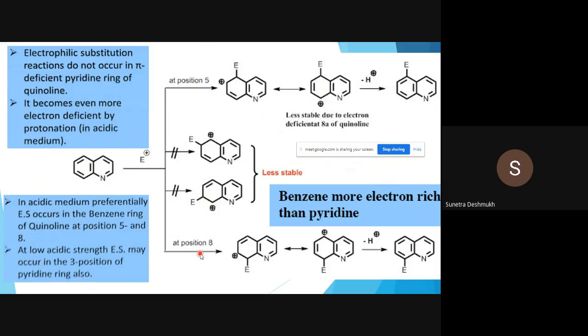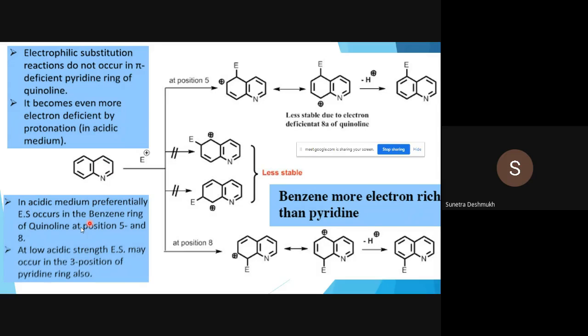Okay, so electrophilic substitution reactions do not occur in the pi deficient pyridine ring of quinoline. So the pyridinyl ring is electron deficient, and the electrophile is also electron deficient. So electron deficient cannot work. So we have to search for the electron rich benzenoid ring, which will react with the electrophile. Okay, so it becomes even more electron deficient by protonation in acidic medium. When nitrogen is getting protonated, it becomes still more electron deficient. So electrophilic attack at this pyridinyl ring is highly impossible.